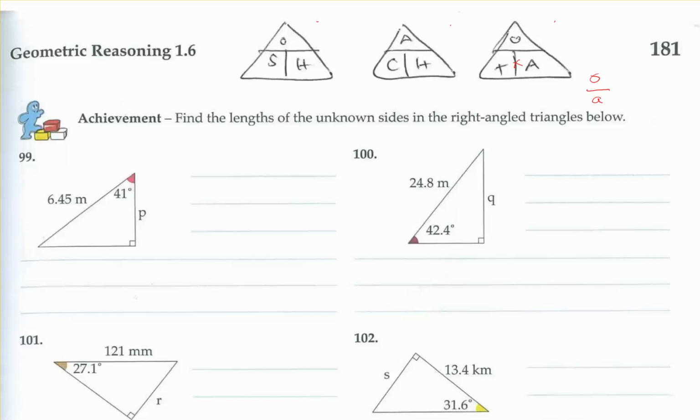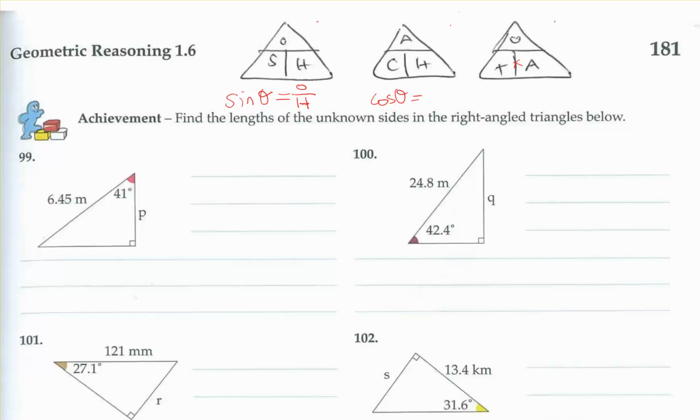Okay, page 181 in our Nulake book. Let's just remind ourselves about SOHCAHTOA. You can see I've written the 3 triangles at the top of my page, so I'd like you to do that too. And just to remind ourselves that sine of the angle equals the length of the opposite side divided by the length of the hypotenuse.